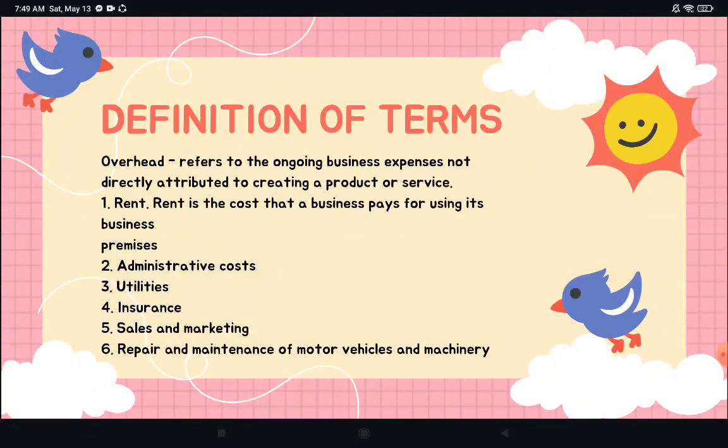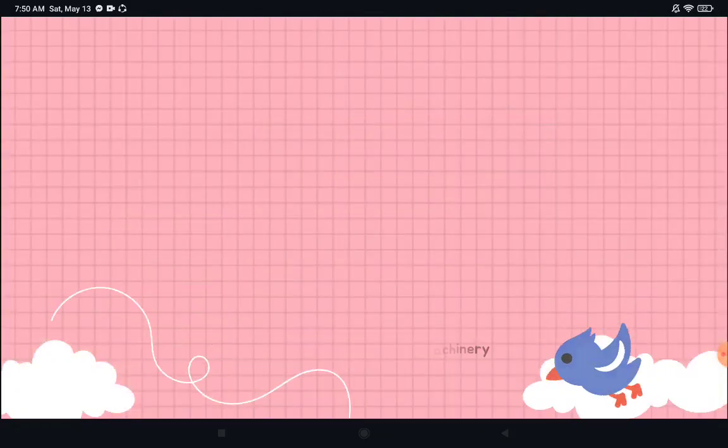Overhead refers to the ongoing business expenses not directly attributed to creating a product or service. Examples are: 1. Rent. Rent is the cost that a business pays for using its business premises. 2. Administrative costs. 3. Utilities. 4. Insurance. 5. Sales and marketing. 6. Repair and maintenance of motor vehicles and machinery. Those are the examples of overheads.